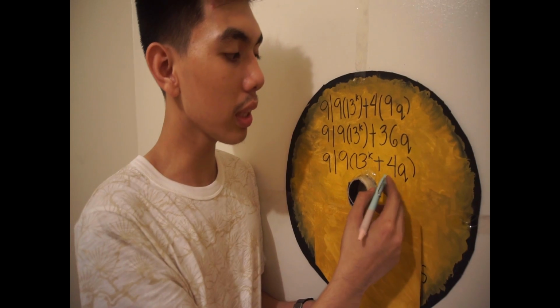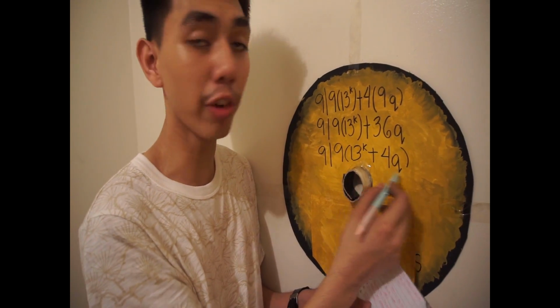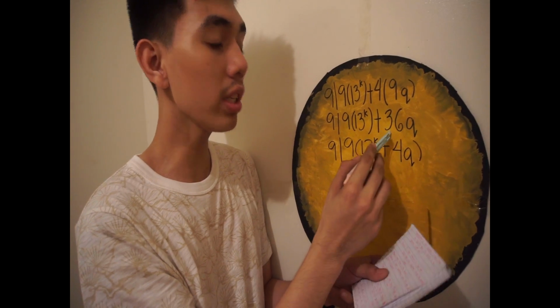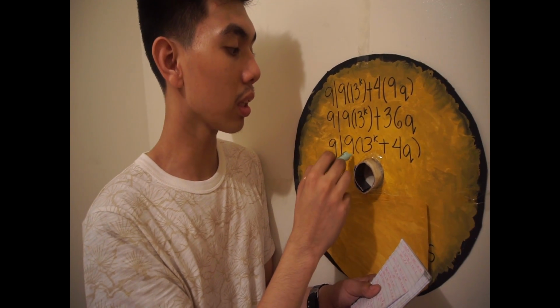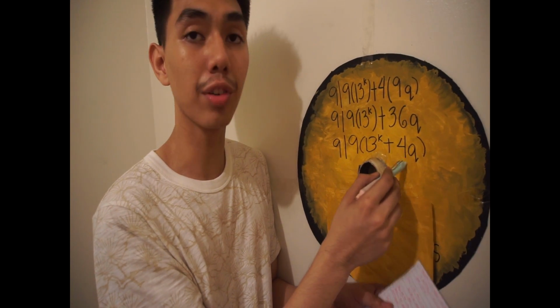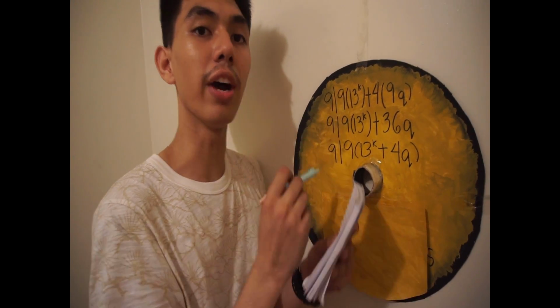How did it go that our 36 became 4? In order to get this 4, we should divide 36 by 9, where we get 9 times 13 raised to k plus 4 cubed. So that is the final answer.